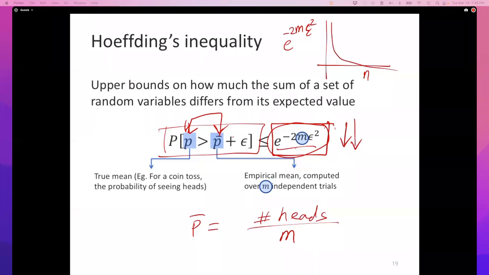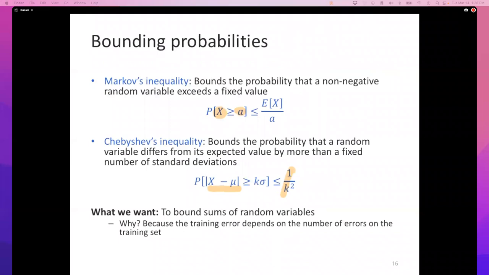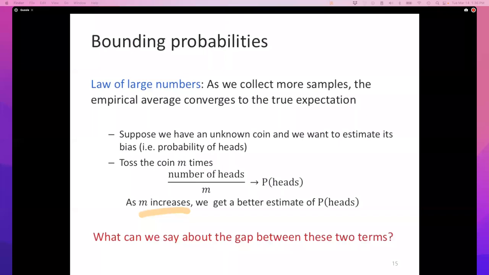This is about the rate of convergence. It's more than just saying eventually it will converge. This is saying it converges exponentially fast. These bounds that we saw before did not talk about the rate of convergence. It did not say how many examples you need to see, or how many trials you need to conduct, for the empirical estimate of probability to converge to the true estimate. How fast does it converge? What Hoeffding's inequality says is it converges really fast, the gap shrinks exponentially.